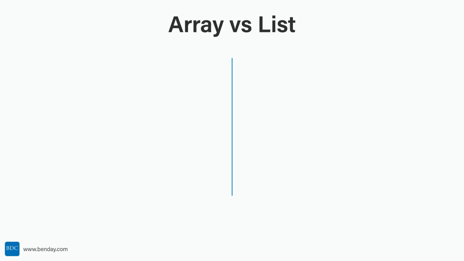So when do you use an array versus a list? Let's talk through some of the key differences. Arrays are simple and fast. Lists are flexible and convenient. For arrays, you've got to know the size when you create it. Perfect when you know you'll always have exactly 12 months or 7 days.